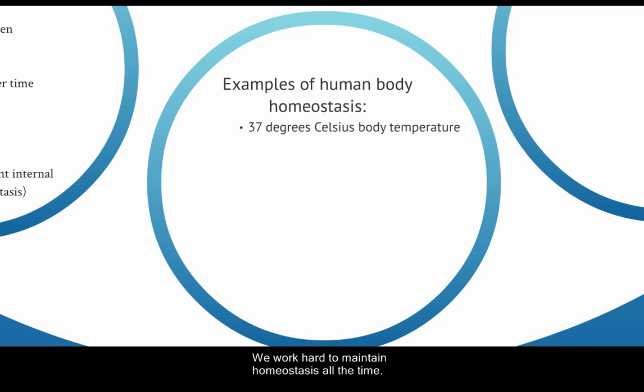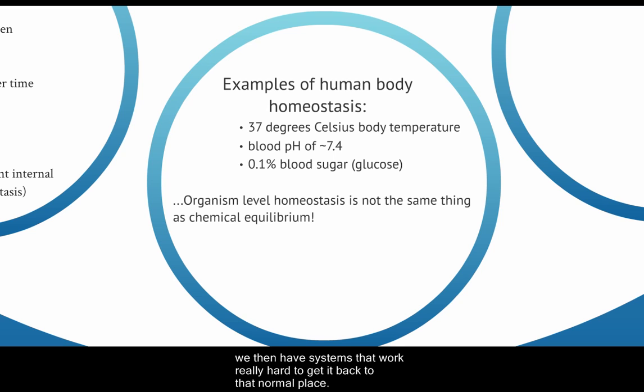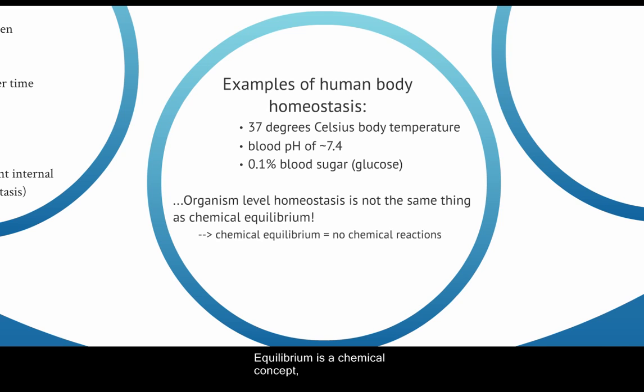We work hard to maintain homeostasis all the time. So we have a constant body temperature, we have a constant blood pH, we have a constant blood glucose level. And if any of these things gets off, we then have systems that work really hard to get it back to that normal place. I do want to talk about another philosophical distinction. Equilibrium and homeostasis are not the same thing. So equilibrium is a chemical concept, and when you have chemical equilibrium, it means that no chemical reactions are happening.